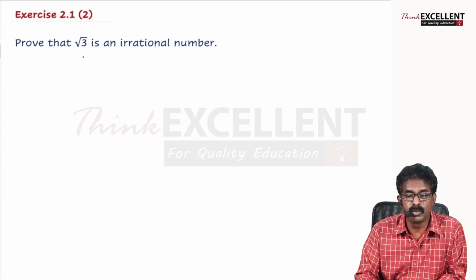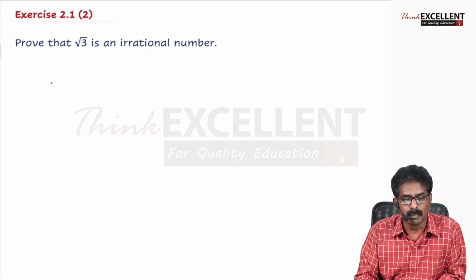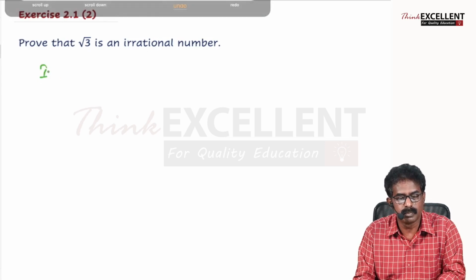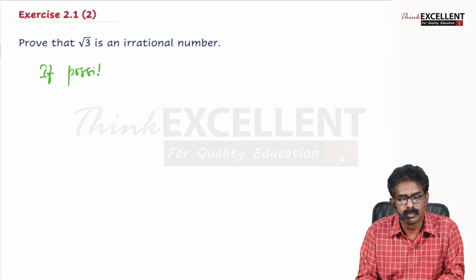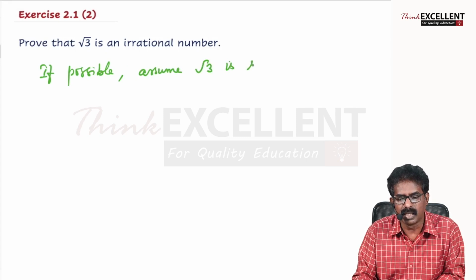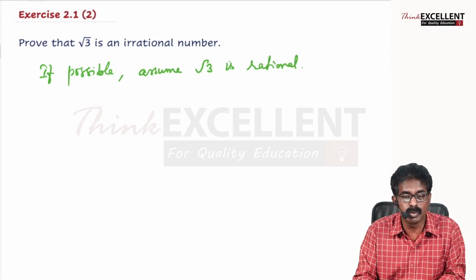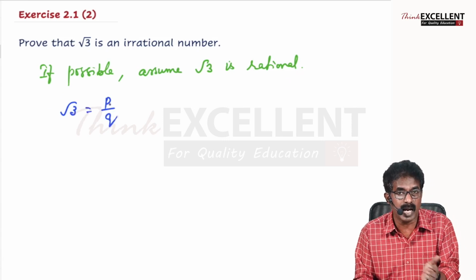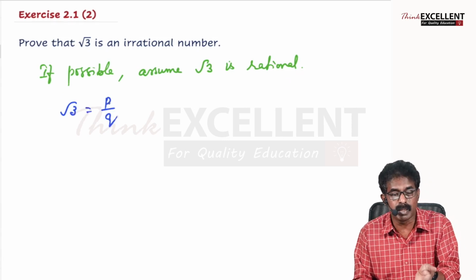So we have to prove root 3 is an irrational number. So what we do, if possible, assume root 3 is rational. We are assuming root 3 is rational. You know, rational means it can be written in the form P by Q. So we assume root 3 is rational, so root 3 can be written as P by Q.